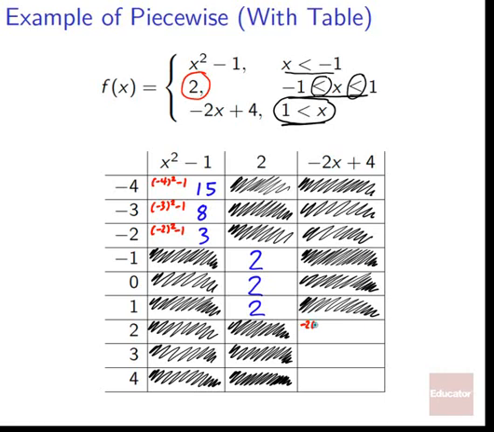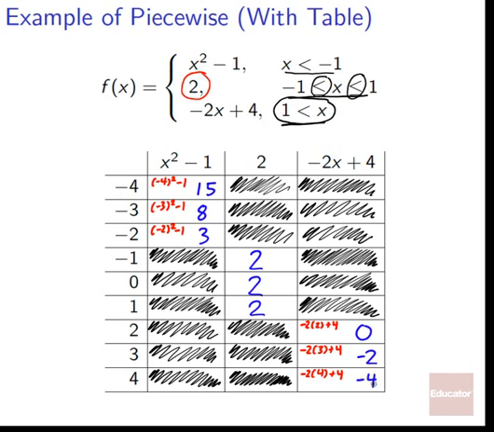Negative 2 times 2 plus 4. Negative 2 times 2 gets us negative 4. Negative 4 plus 4 gets us 0. What about 3? Negative 2, plug in our 3, plus 4. Negative 2 times 3 gets us negative 6. Negative 6 plus 4 gets us negative 2. Plug in 4, negative 2 times 4 plus 4. Negative 2 times 4 gets us negative 8. Negative 8 plus 4 gets us negative 4. We've managed to fill out this table.